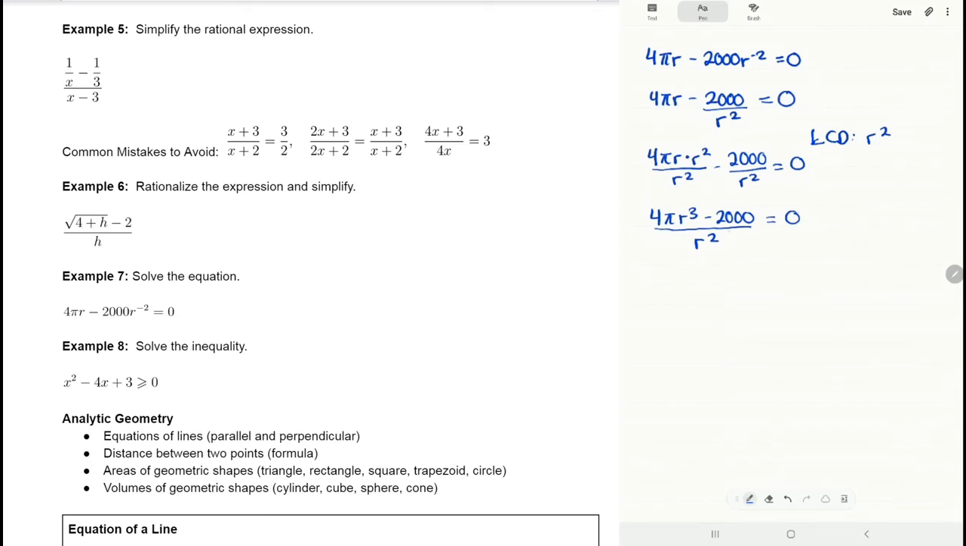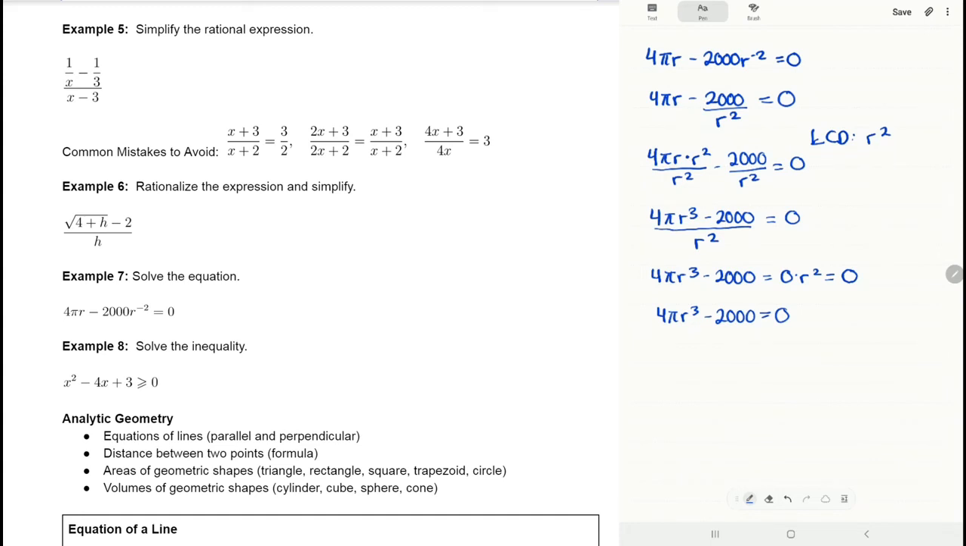And then we can multiply both sides of the equation by an r squared. So multiplying the left-hand side by r squared, we can cancel the r squared. And on the right-hand side, we have 0 times r squared. And 0 times anything is equal to 0. So we have 4 pi r cubed minus 2000 is equal to 0.